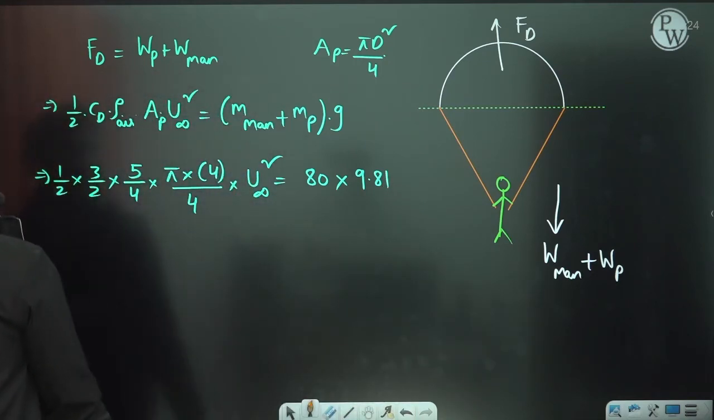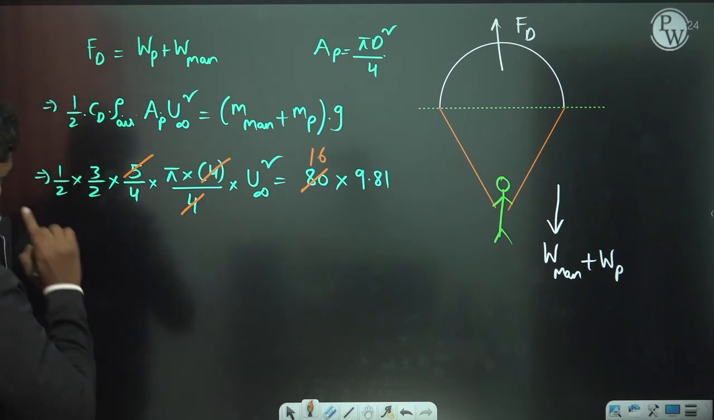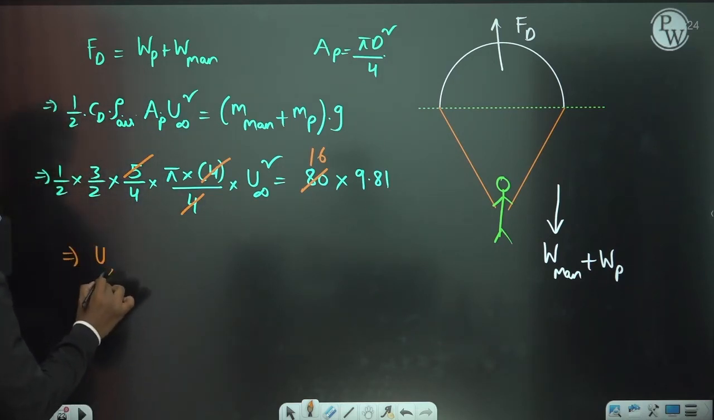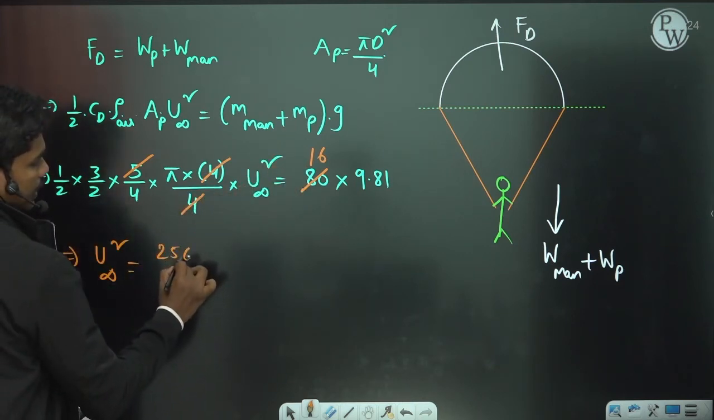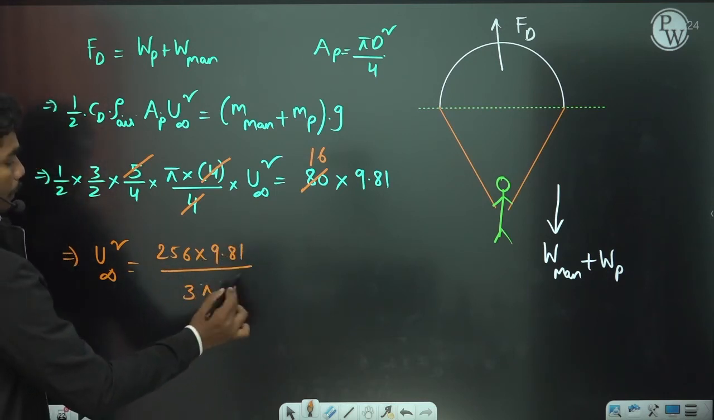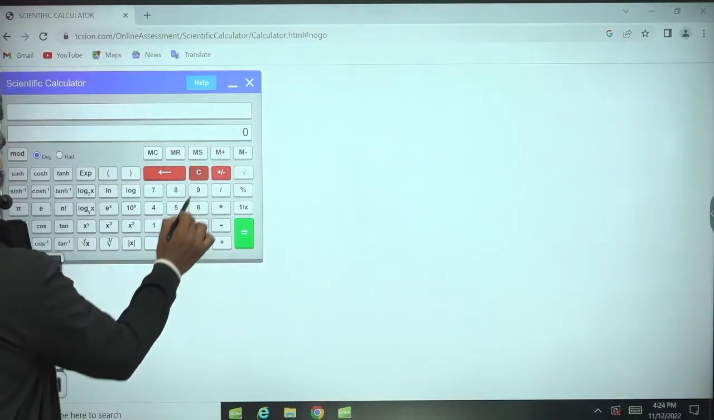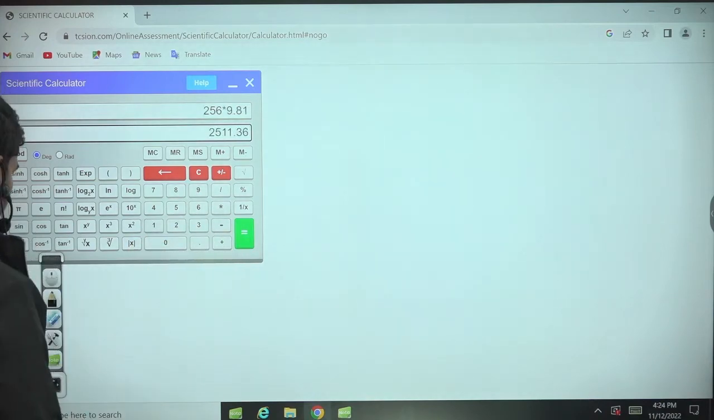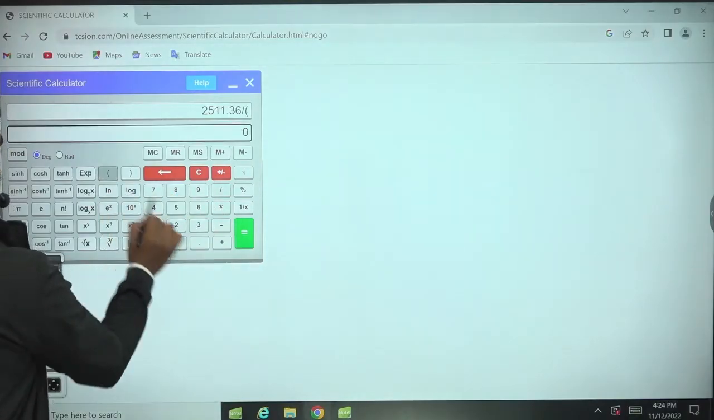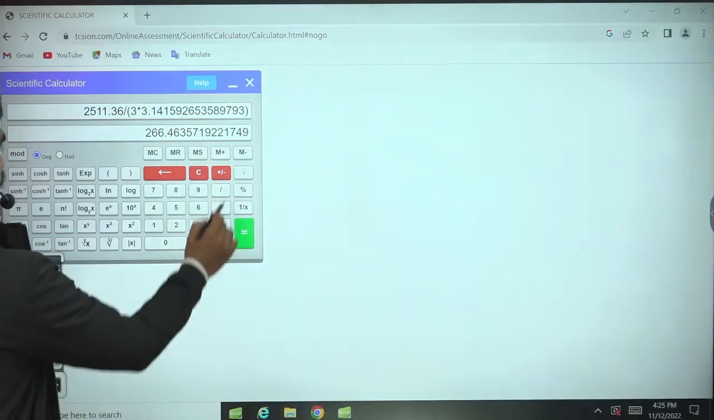Let us see what we can do. 4 and 4 get cancelled, and 5 can cancel into 80, 16 times. So U infinity square is equal to 4 into 4, 16 into 16, so 256 times 9.81 divided by 3 times pi. We need to calculate this U infinity value. 256 into 9.81 divided by 3 times pi, and you need to take the square root of this.